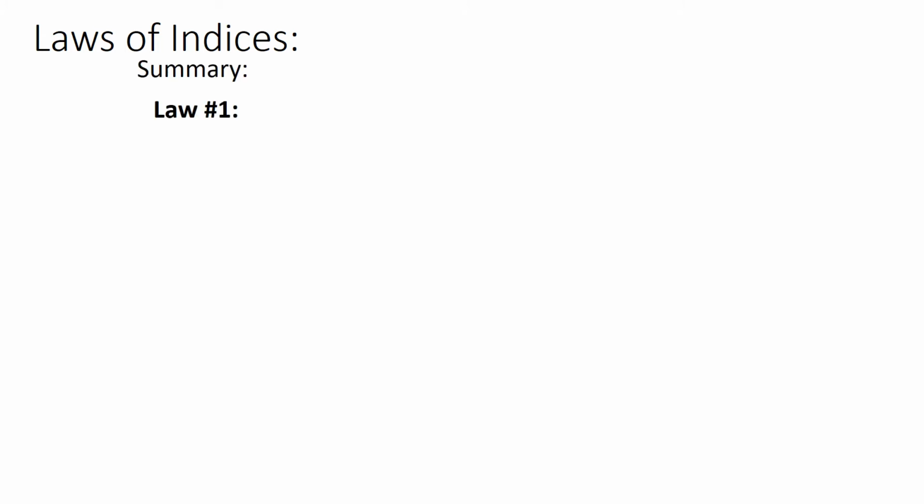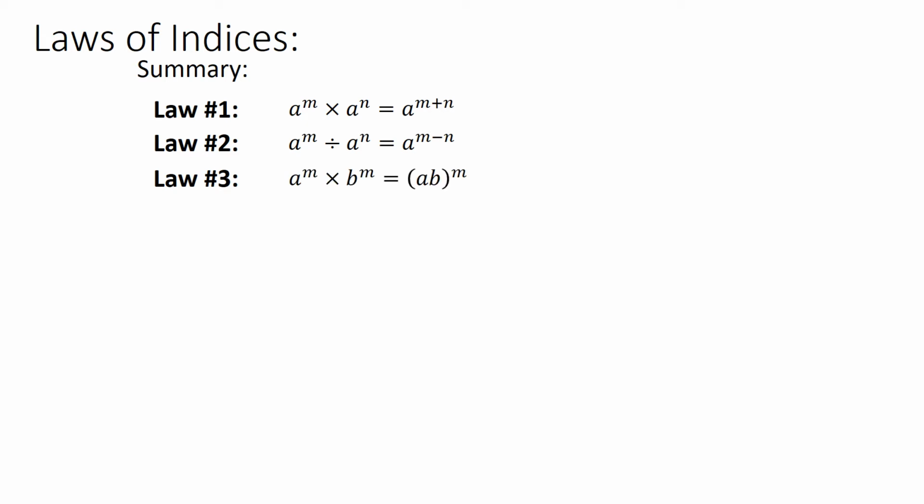In summary, law number 1 is a to the power m times a to the power n equals a to the power m plus n. Law number 2, a to the power m divided by a to the power n equals a to the power m minus n. Law number 3, a to the power m times b to the power m equals bracket ab to the power m. Law number 4, a to the power m divided by b to the power m equals bracket a over b to the power m.